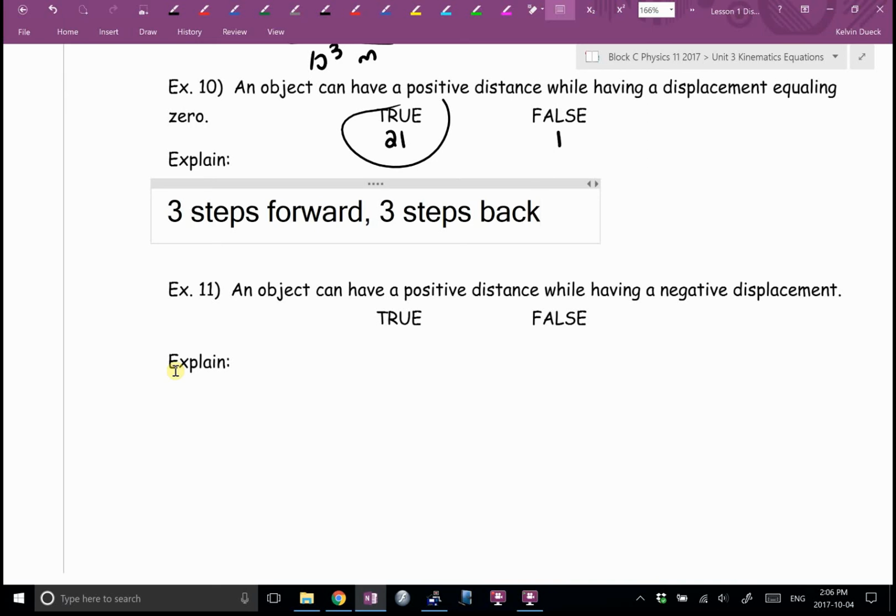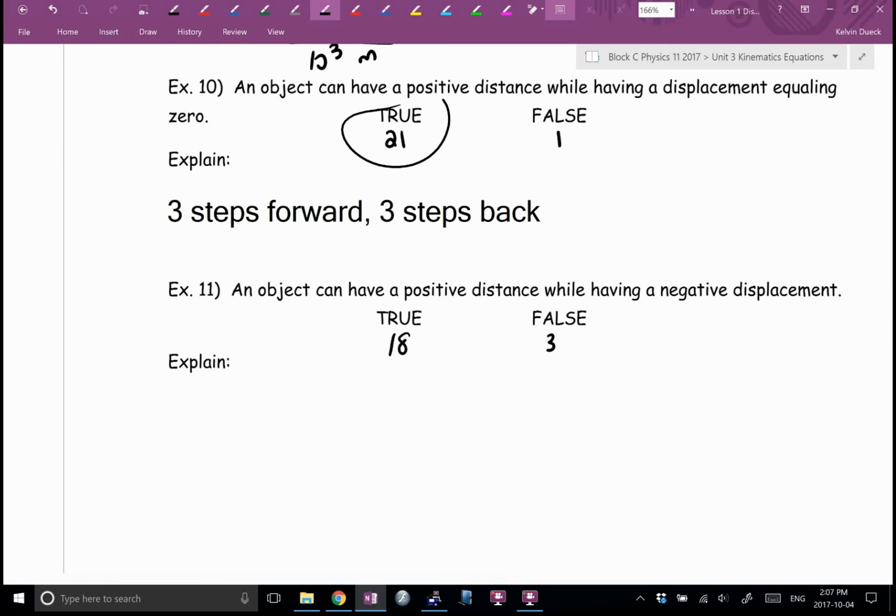So an object can have a positive distance while having a negative displacement. Who says, yeah, true? Nick, what was that? It's false. Okay. No, it's wrong. Who says false? Okay. So we got 3 that said no go. Convince me. Give me an example.